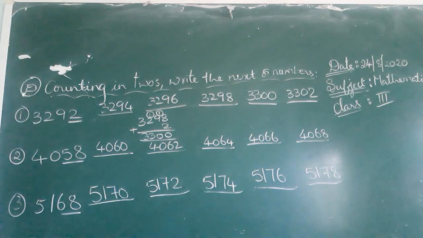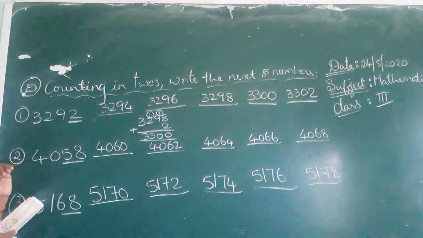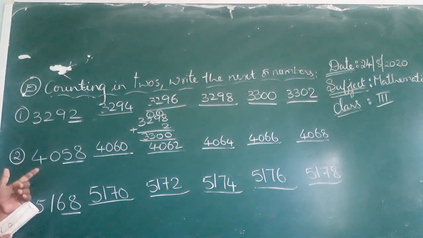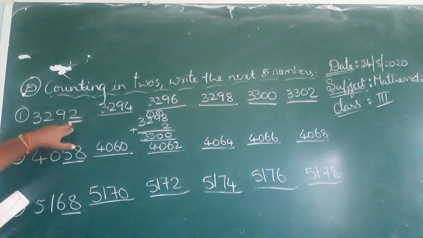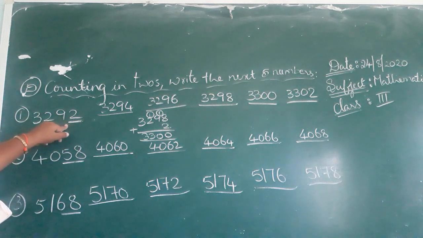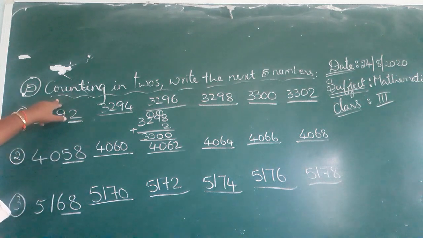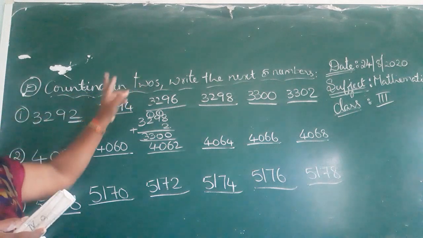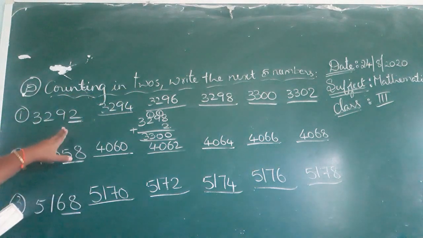In the previous classes you learned 2 digits and 3 digits like that. But now onwards you are going to learn in 4 digits. How will you add? By adding 2 to the given number. What is the question? Counting in twos. That means you have to add 2 to the given number, you will get the next number.